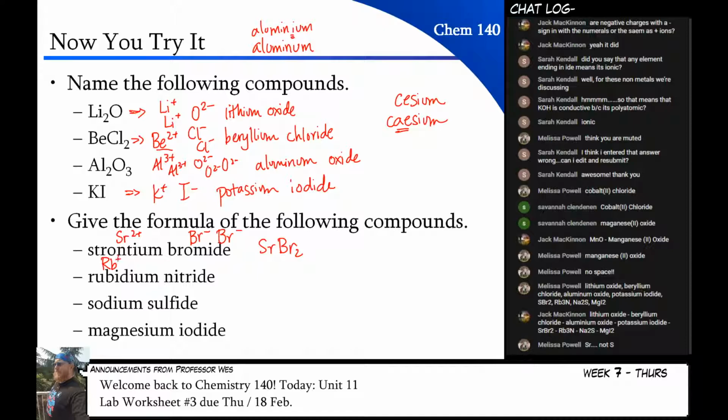So rubidium is in column 1, so it's +1. Nitride is in column 5, so it's -3. I'm going to need more of these.